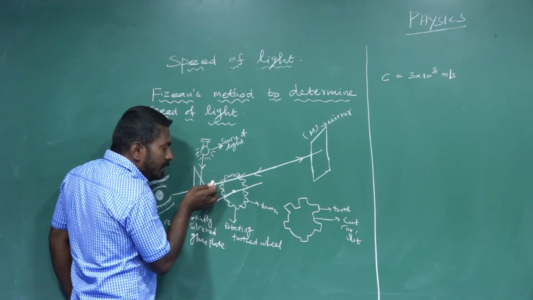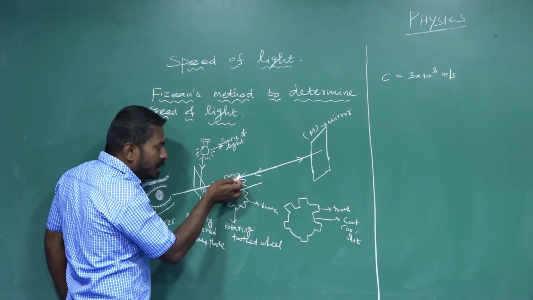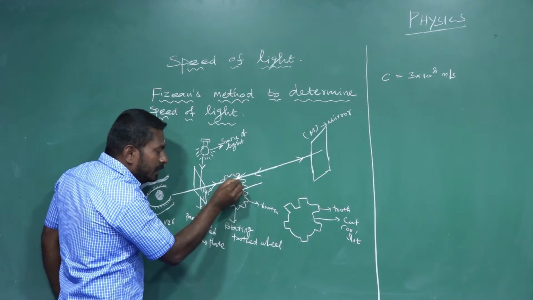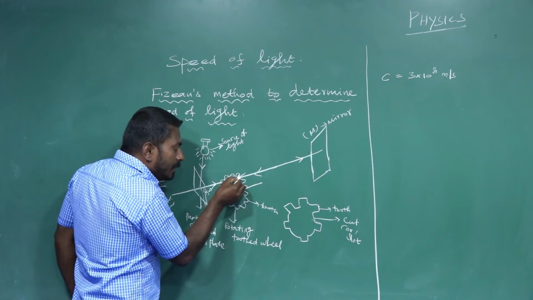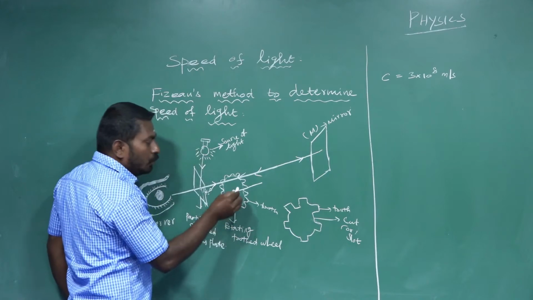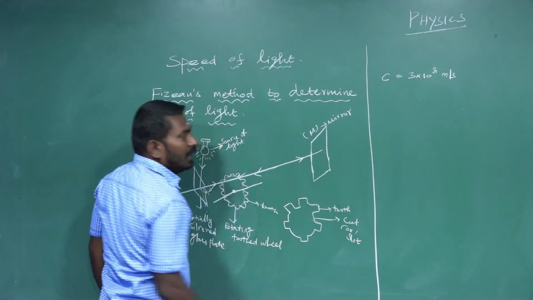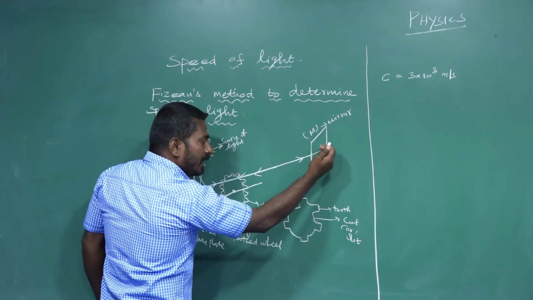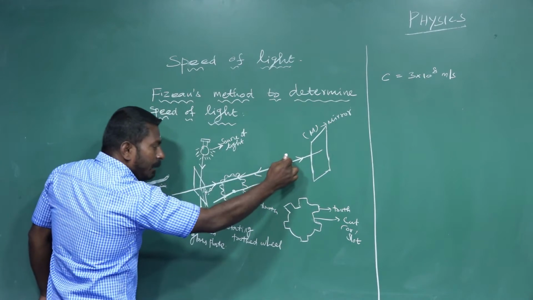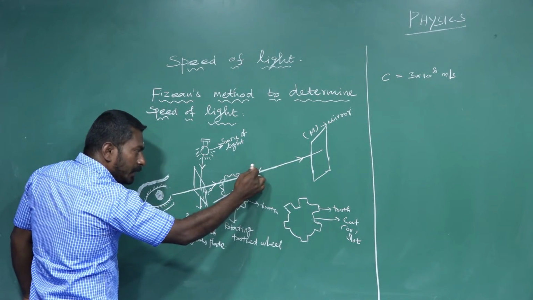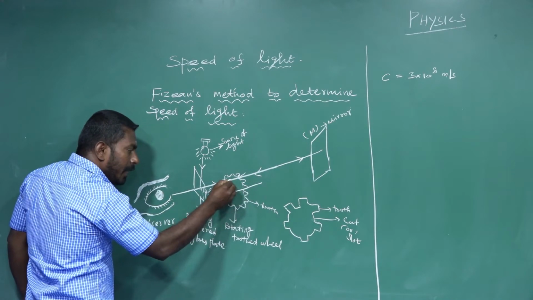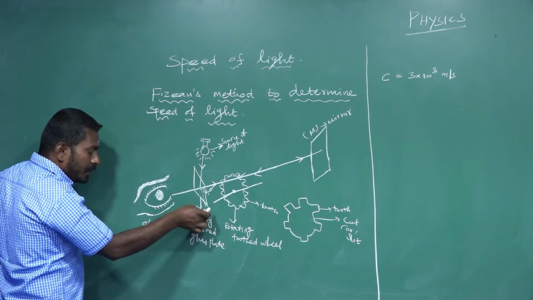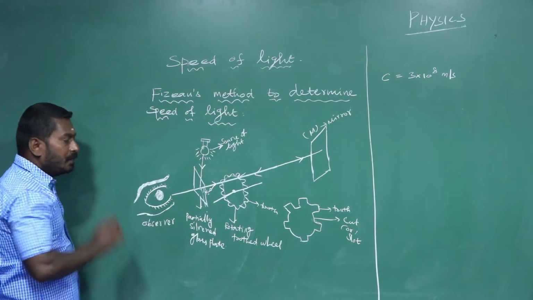Then the light reflected from the partially silvered glass plate passes through one of the cuts in the rotating toothed wheel. Then the light coming out from that cut is allowed to fall on a perfectly reflecting mirror. The mirror perfectly reflects the light, and the reflected light returns the same way, passes through the same cut, falls on the partially silvered glass plate, passes through it, and reaches the eyes of the observer.